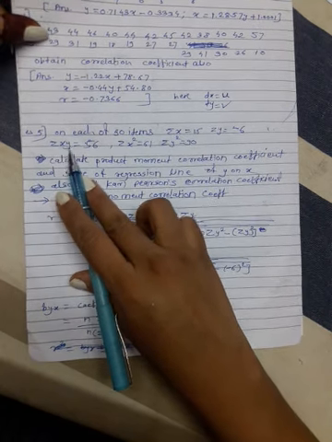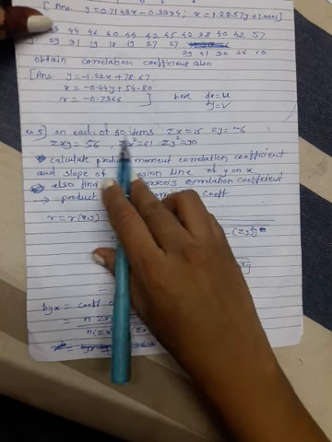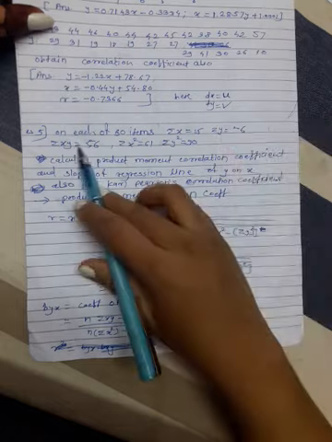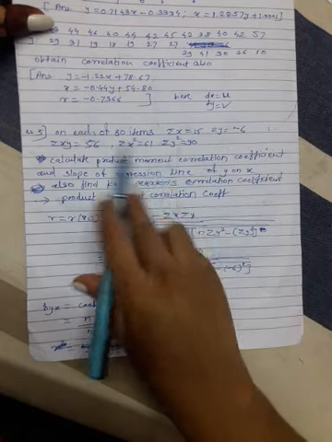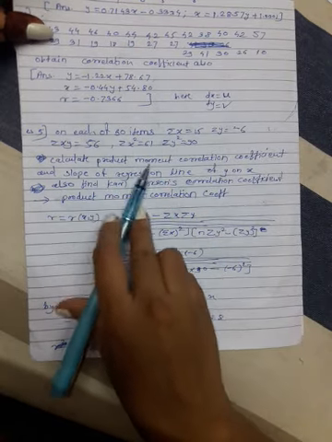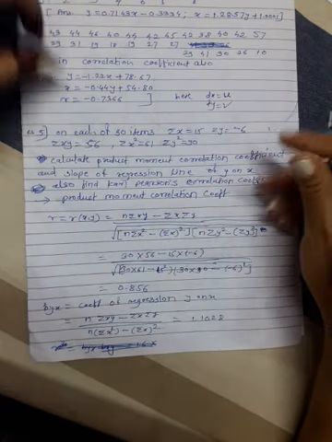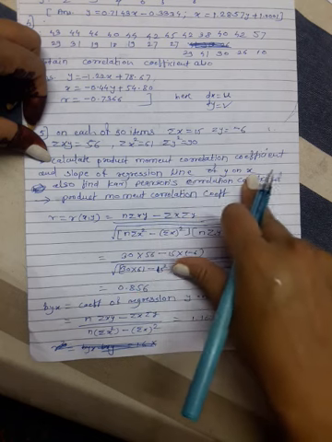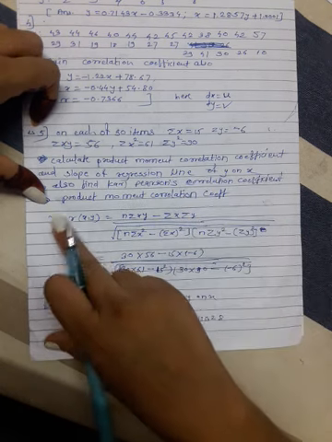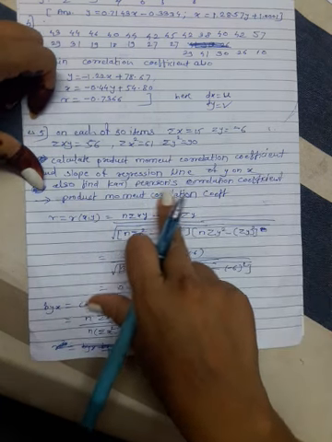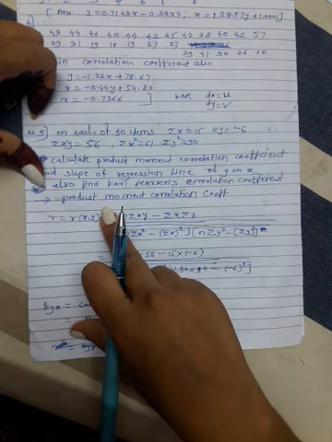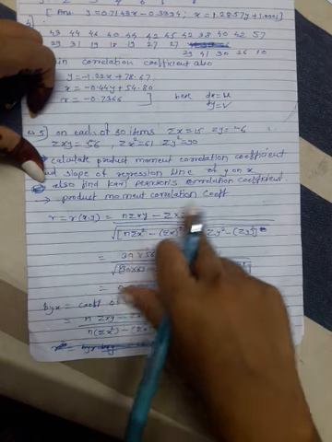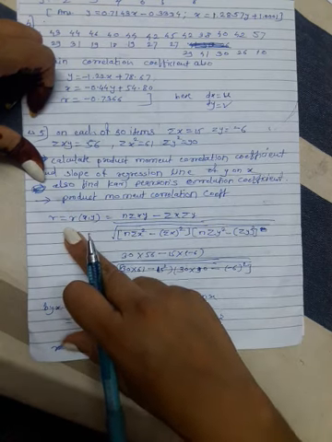Consider the next example. On each of the 30 items, that means n is equal to 30. Summation x, summation y, summation xy, summation x square, summation y square are given. We have to find out the product moment correlation coefficient, also the slope of the regression line of y on x. Also find Karl Pearson's correlation coefficient here.